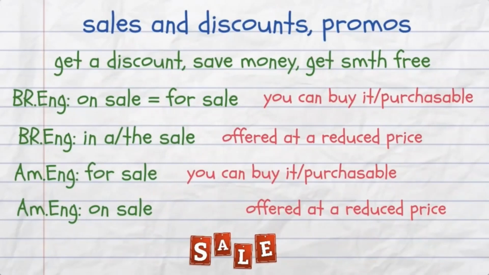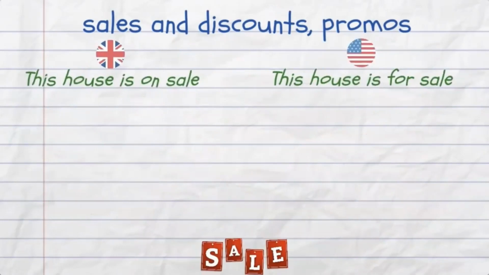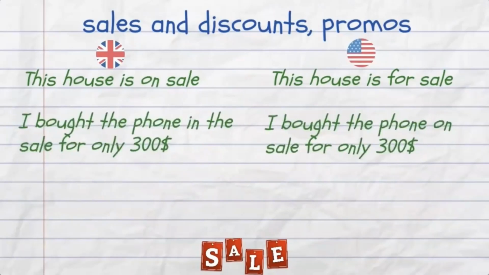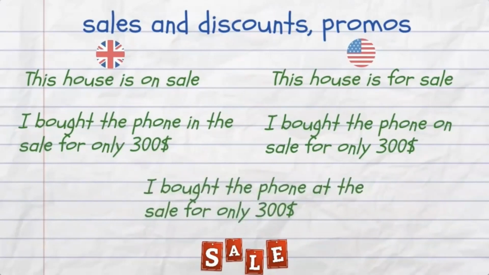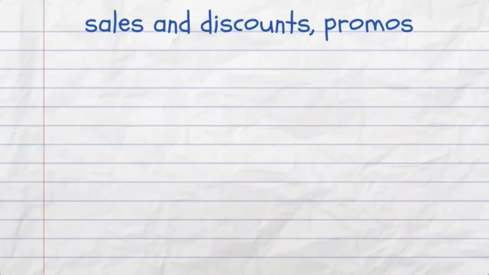For example, British: this house is on sale. American: this house is for sale. British: I bought the phone in the sale for only $300. American: I bought the phone on sale for only $300. However, in both American and British variants of English, you can use the preposition at when talking about a physical place.